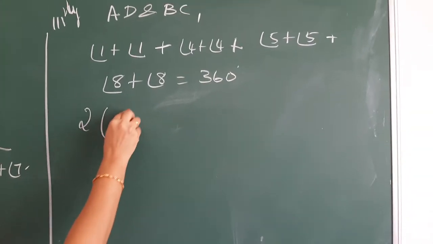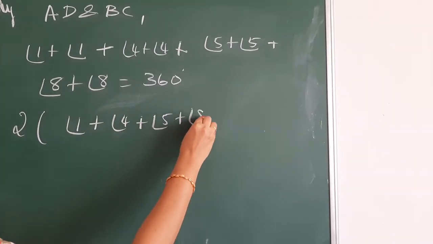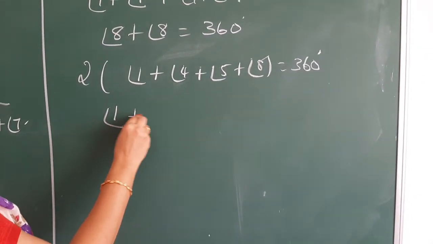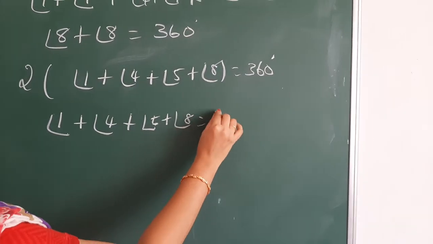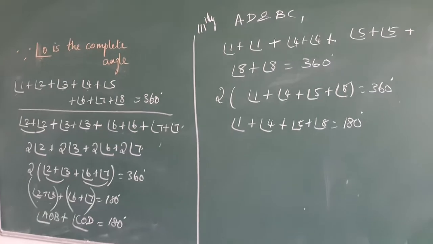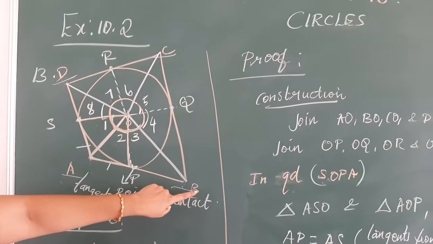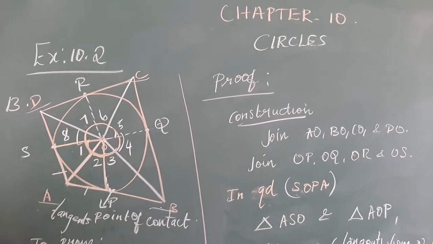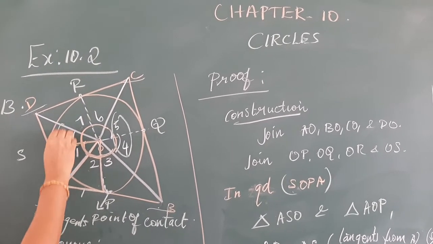Now 2 times of angle 1 plus 4 plus 5 plus 8 is equal to 360. If I divide it by 2, 1 times the sum of the angles 1 plus 4 plus 5 plus 8 is equal to 180. Now group these angles in such a way that each is an angle made by the opposite side. For the angle made by BOC, the sum is 4 and 5. And for the angle made by the side AD, the sum of the angles here is 1 and 8.